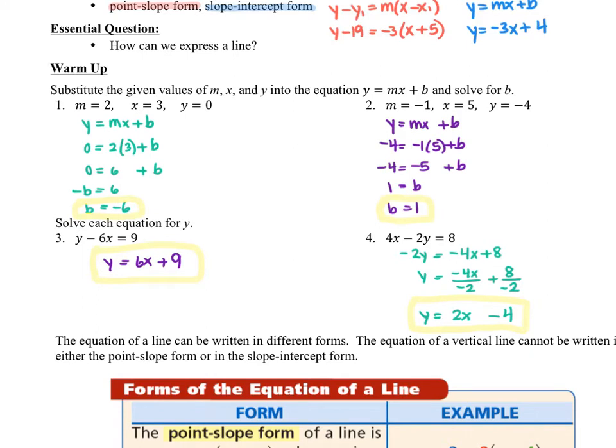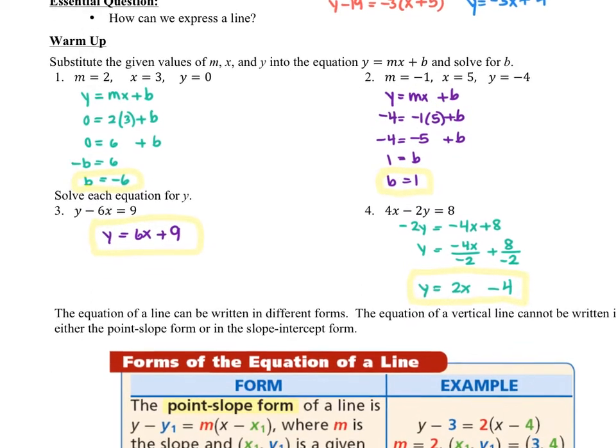In questions 1 and 2, we just needed to plug in the values that were given to us in the problem and then solve for b. And in questions 3 and 4, we needed to solve each equation for y. That's another way of saying manipulate and rearrange so that it says y equals. When you're solving for a particular variable, that means on the left-hand side you're going to have that variable, then an equals sign. Okay, if you have any questions about these, of course, bring them to class.